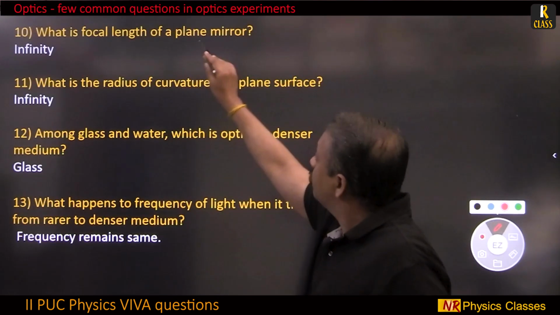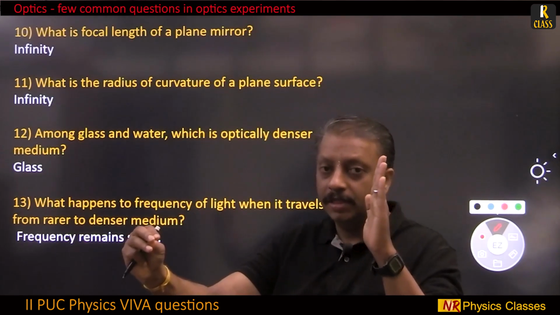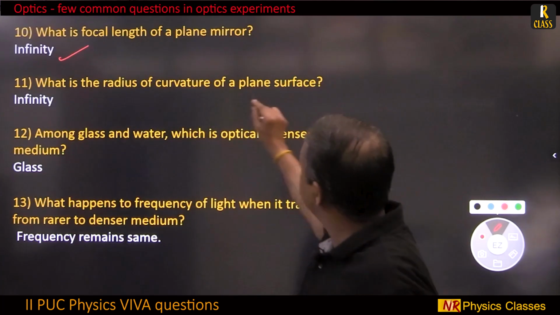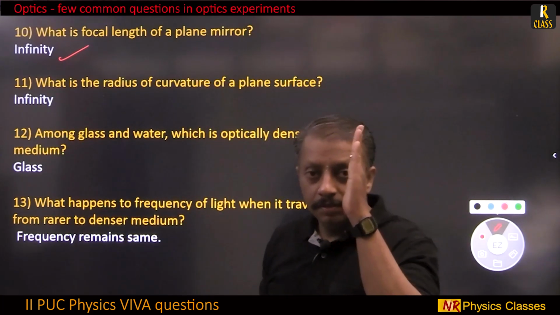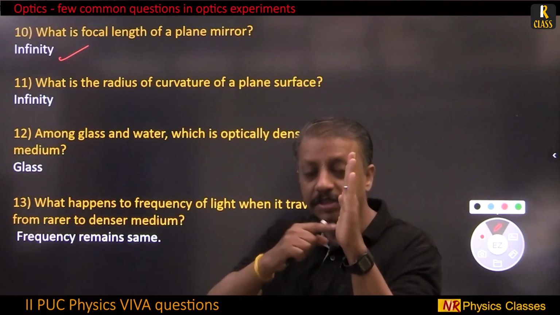What is focal length of a plane mirror? A plane mirror does not focus, correct? Infinity. What is the radius of curvature of a plane surface? A plane surface has no curvature, it is straight. Radius of curvature is infinity.